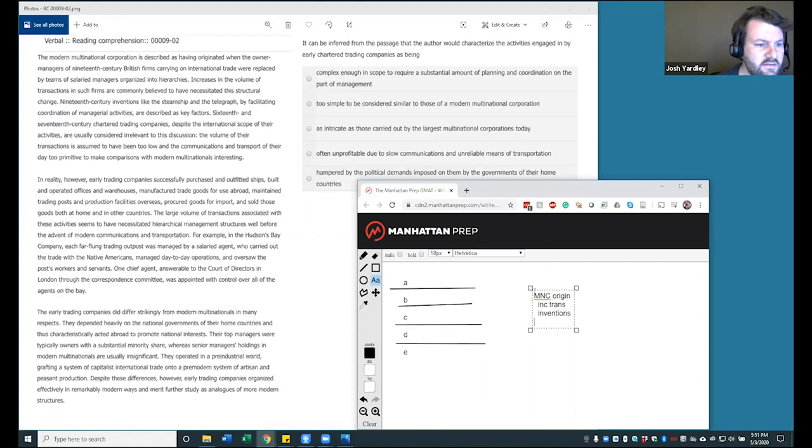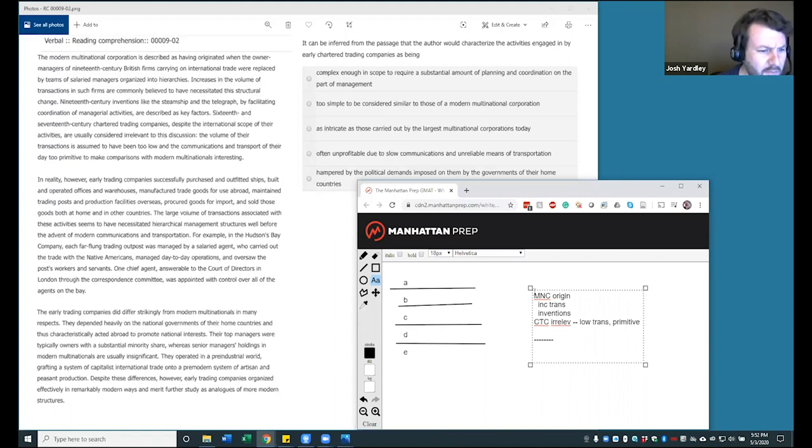We got 16th and 17th century chartered trading companies. Despite, they're usually considered irrelevant, because they don't have many transactions and they're kind of primitive. Okay, great. So first paragraph, purpose is kind of setting up the origins of this multinational corporation, where it came from. Then we got paragraph 2.